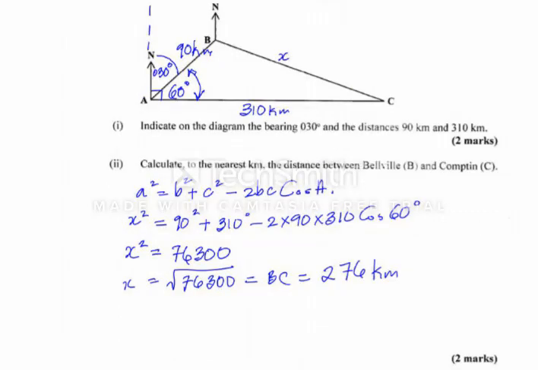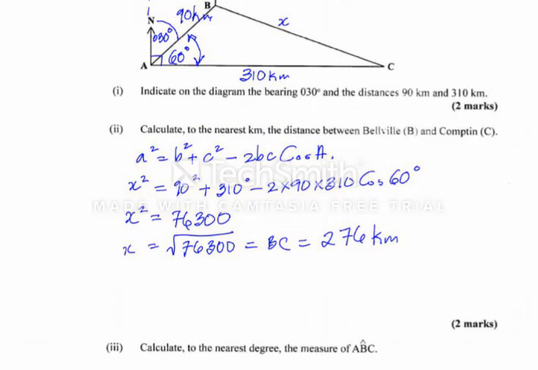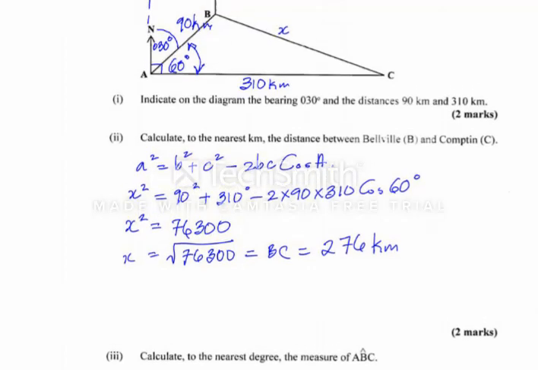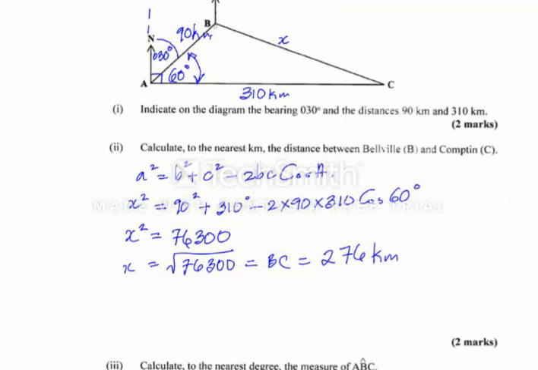So next we're asked to calculate to the nearest degree the measure of angle ABC. Let's identify the angle ABC. This is the angle that we want to find. We can call it alpha. That's the angle we want to find, angle ABC.